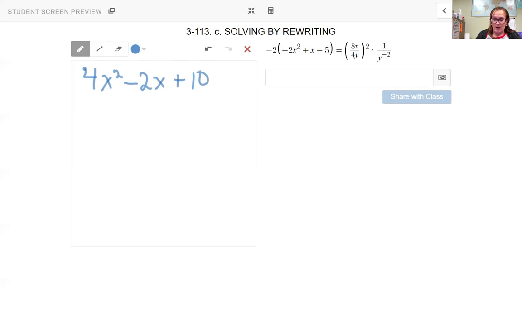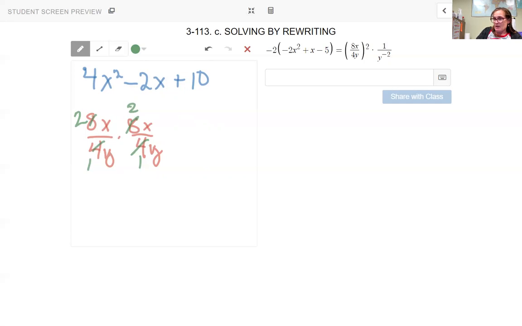Now we're going to work on the fraction. The fraction is 8x over 4y squared. That just means that we go 8x over 4y times 8x over 4y. Before we do that, we can simplify our fraction. If you look and you see that there's an 8 and a 4, we know that 4 goes into 8. So 4 goes into 4 once, and 4 goes into 8 2 times. Same thing over here.